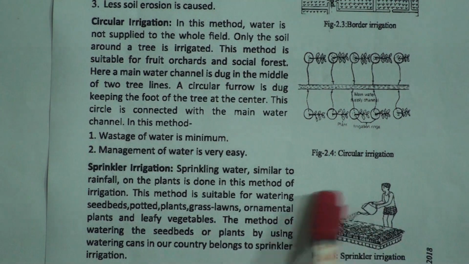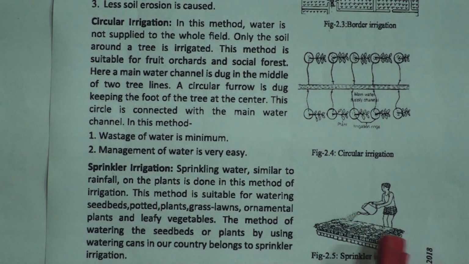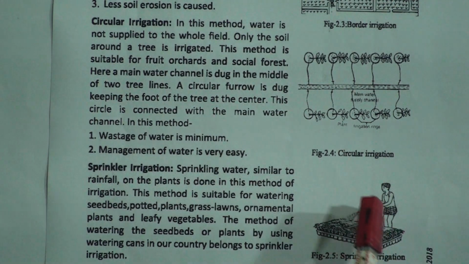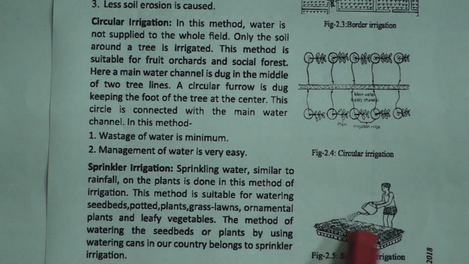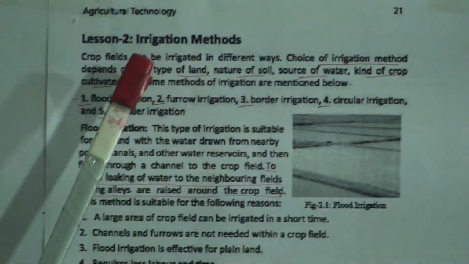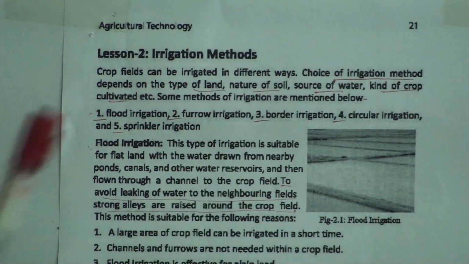So see, this is the picture of sprinkler irrigation. It's like the rainwater. The farmer here is using a pot or a can to give water to the plants. This is called sprinkler irrigation. So here in lesson 2 we came to know about the irrigation methods. There are 5 methods. Okay.